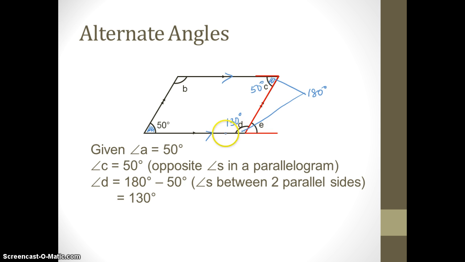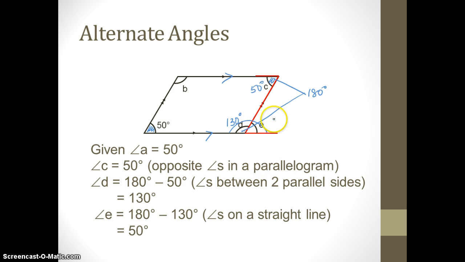So angle E is 180 minus 130, which is 50 degrees, because this is angles on a straight line. So we can see that angle E is the same as angle C. Alternatively, can you see this red line? It tells us that these are alternate angles when this is parallel to this.